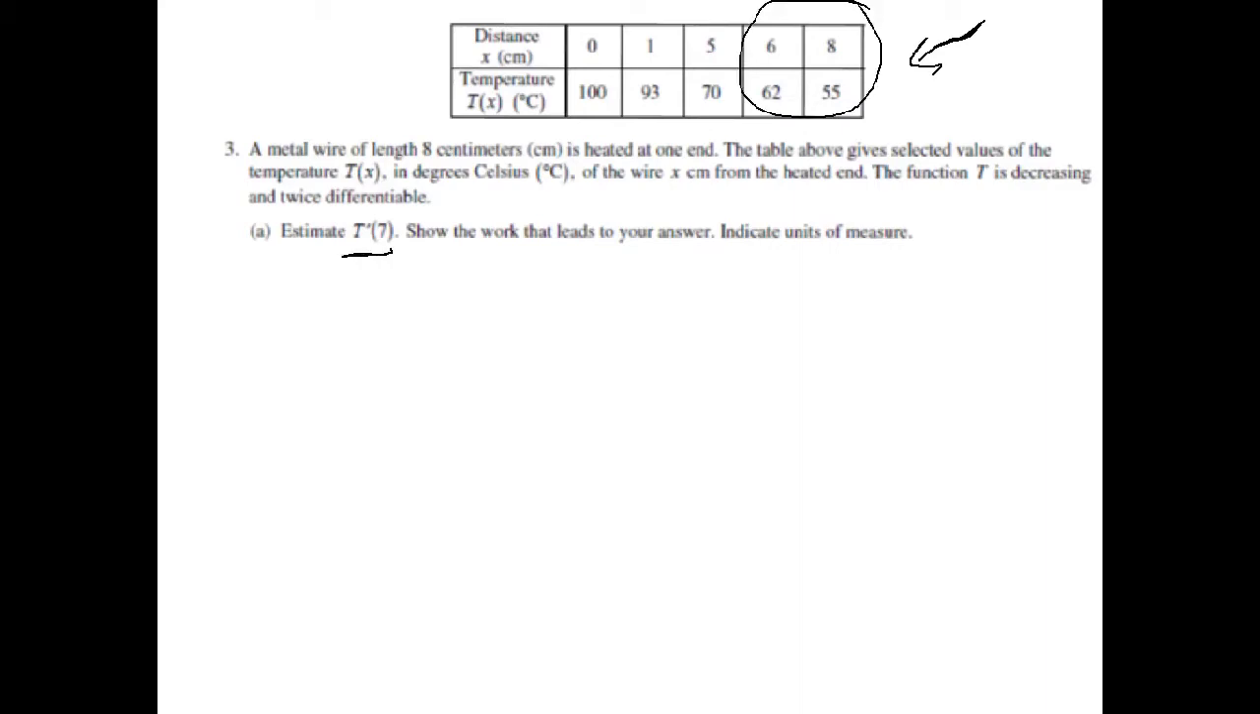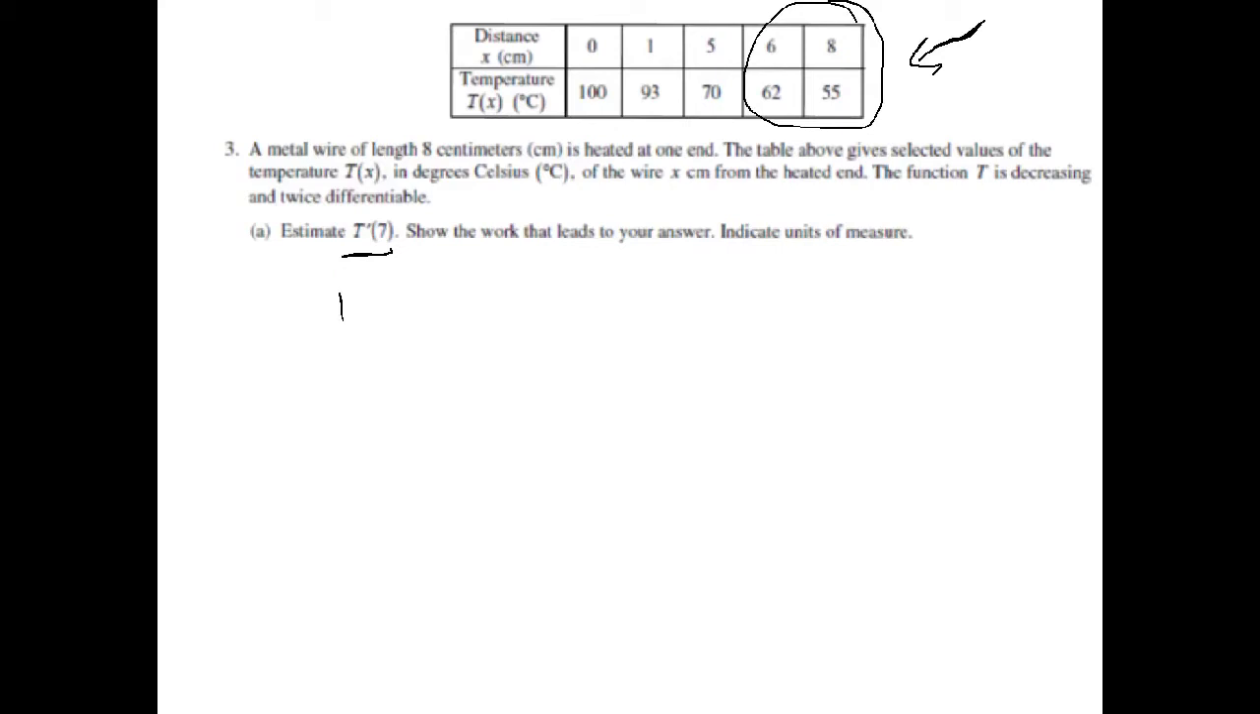So I find where on the chart T prime of 7 would apply. It's between these 2 points right in there. What they're asking us to do is estimate T prime of 7, or the slope of the tangent line between those 2 points. Since I don't know anything about the function, the best I can do is just give them the slope between those 2 points.